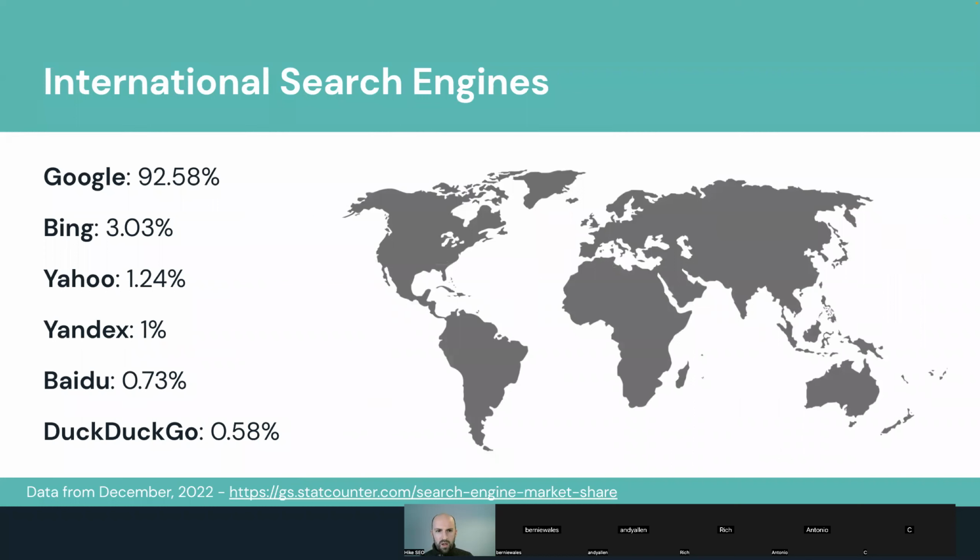So, for example, internationally, these are the main search engines and their market share. So Google obviously is dominating the market all over. Bing is following up with 3%. And we have Yahoo, Yandex, Baidu, and DuckDuckGo. There's many others, but those are the primary ones. So obviously, we want to make sure that our website is optimized for Google, ideally for Bing and Yahoo as well, if you want to capture that 4.2% of the global share as well.